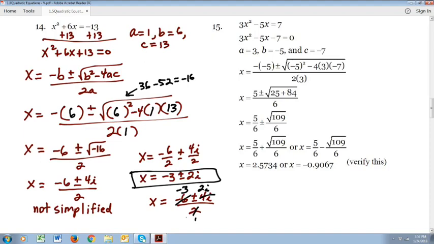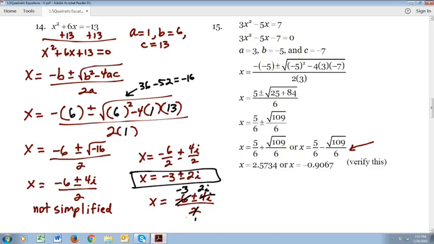Now if you look at number 4, you can see that I had to add or subtract 7 on both sides. I plugged in 3 for a, negative 5 for b, and negative 7 for c. When you simplify that, you should get 5/6 plus or minus the square root of 109 over 6. So we have two answers here. I've written them out here.